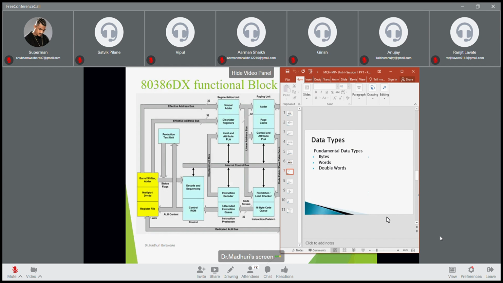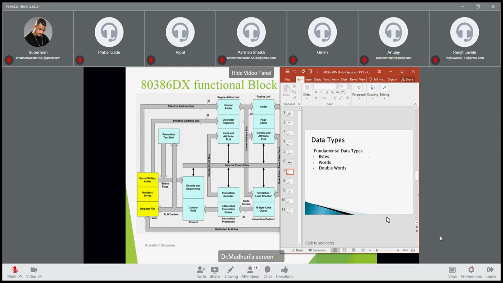Next point in a programming model, that is the data type. What do you mean by data type, guys? What do you mean by data? Information. Okay. Anything more? Ma'am, set of values in a particular format. Yes, set of values or facts or figures in a particular format. Okay, set of values in a particular format.